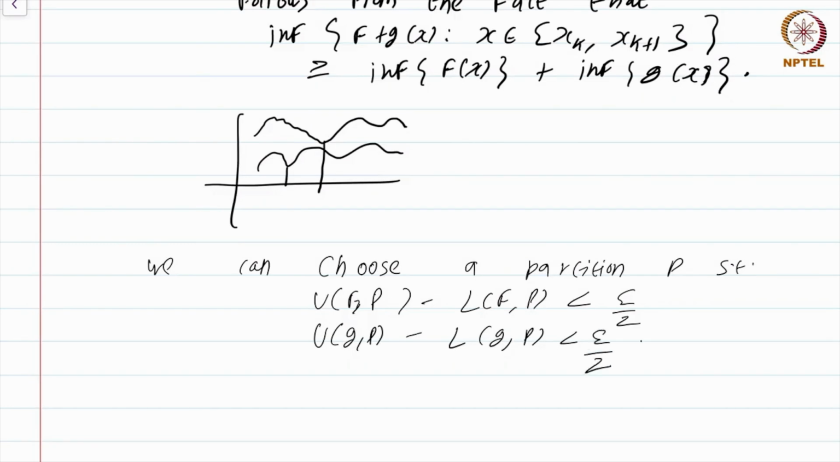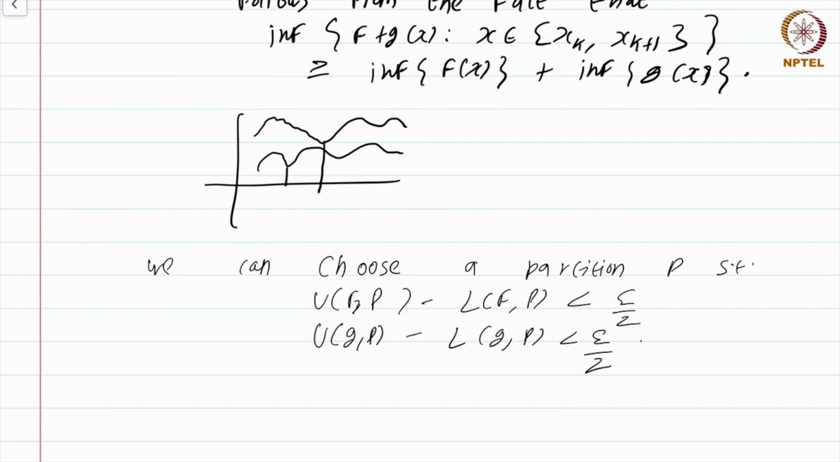Note, I have said you can choose a single partition such that both of these inequalities are simultaneously satisfied. This is coming from the criterion for Riemann integrability. We know that f and g are Riemann integrable, therefore we can find a partition such that U(f,P) minus L(f,P) is less than epsilon by 2. Similarly, you can find another partition such that U(g,Q) minus L(g,Q) is less than epsilon by 2, but I have written the same partition because we can take the common refinement P union Q and this will still be true. That common refinement I am continuing to call P.